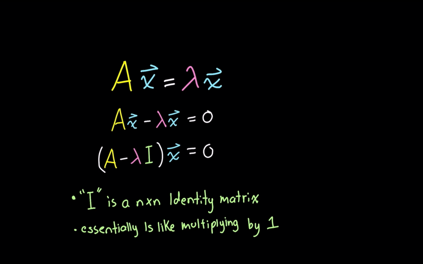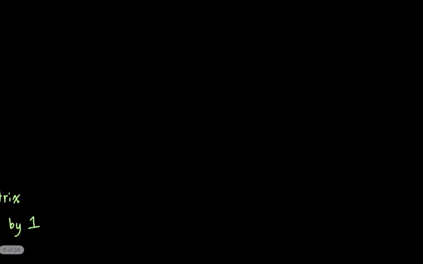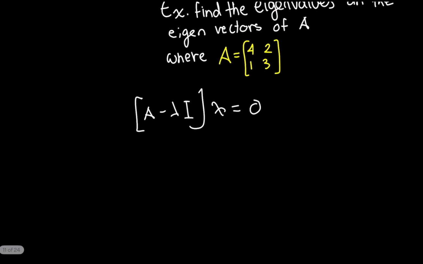We will subtract lambda times x from both sides, factorize the x out, and we will just multiply by the identity matrix. Why is the reason why we can do this? It's because essentially it's just multiplying by 1. Now, what is an example of this?